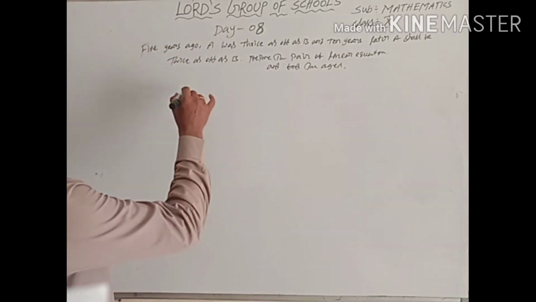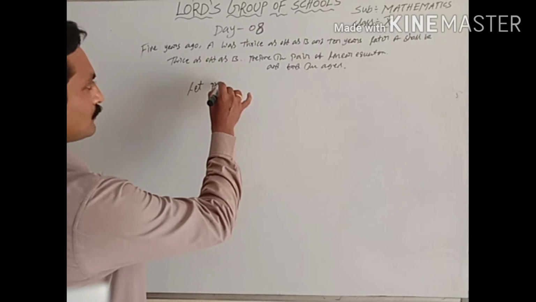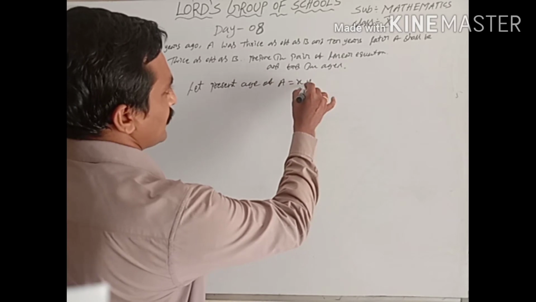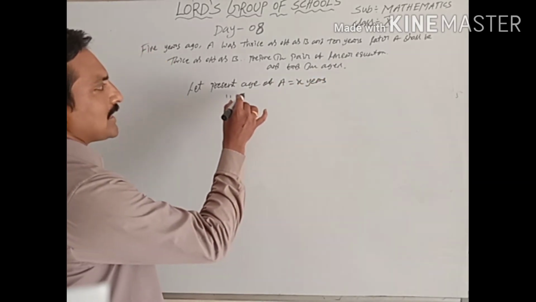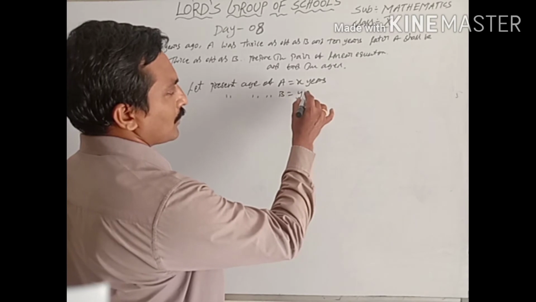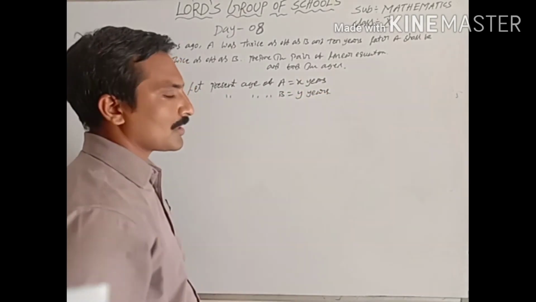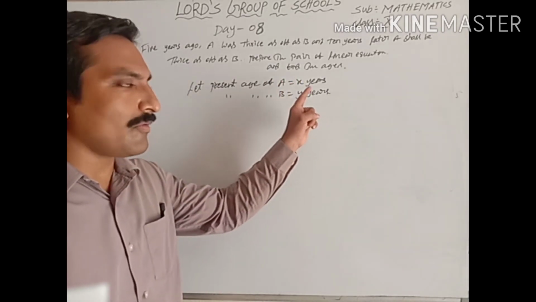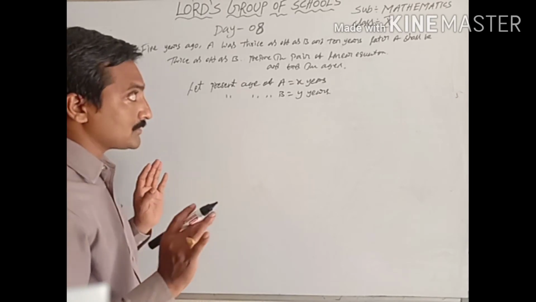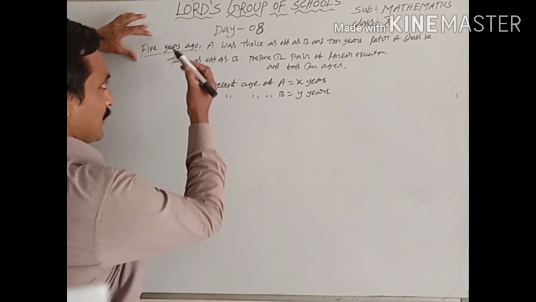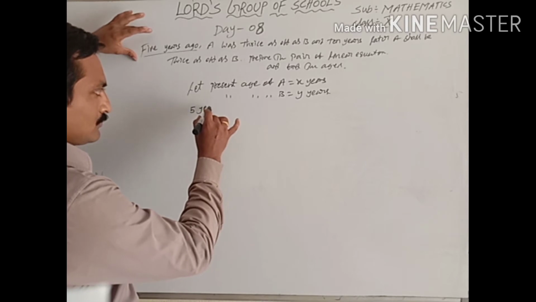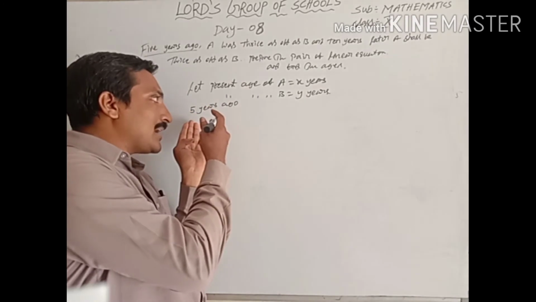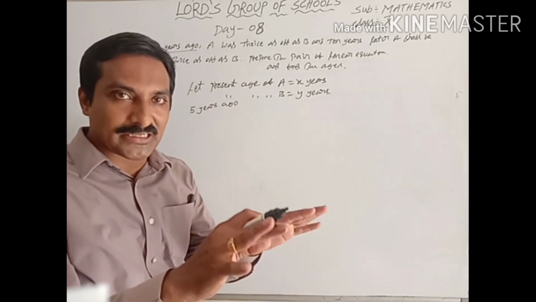Let the present age of A be X years, I am taking. Present age of B be Y years. Okay, clear, present ages. First condition, 5 years ago. Ago means back, that many years subtracted from present ages.